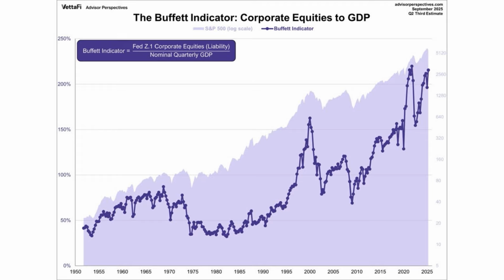Markets can remain over or undervalued for extended periods, and thus this method is best utilized as a signal for a long-term investment strategy. That's all for our discussion.